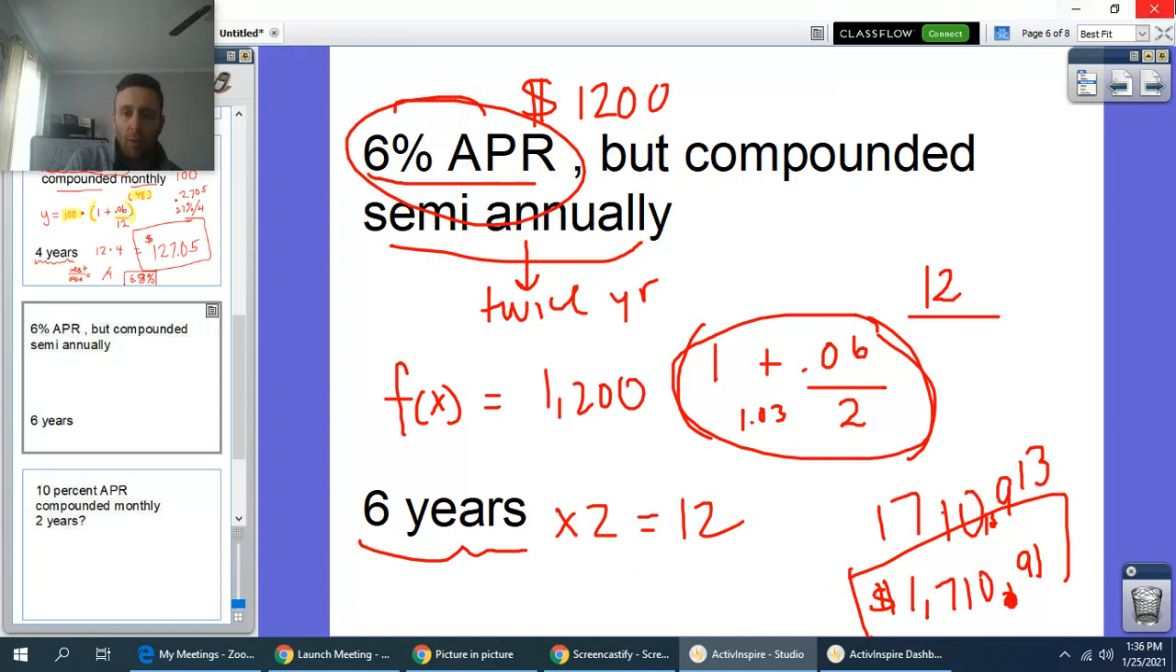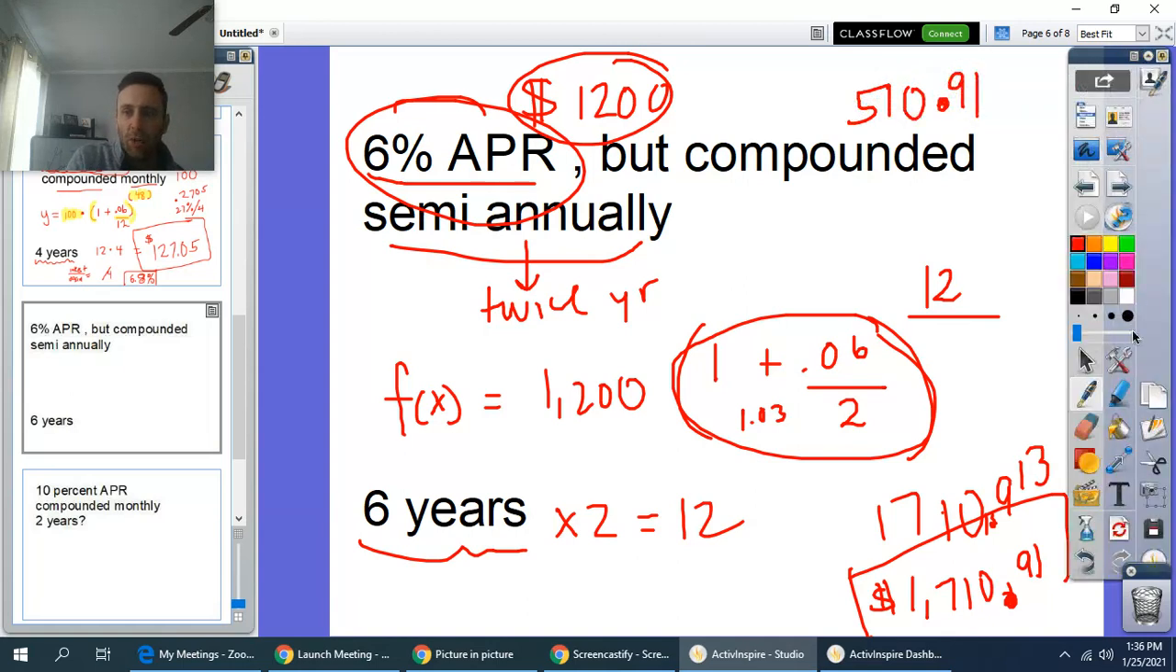Now, if I ask you, what really was the APR we were working with? I want to remind you that I'm going to subtract 1,200 from 1,710.91. And when I do that, you end up getting $510.91. That's the money, that's the extra money you earned.